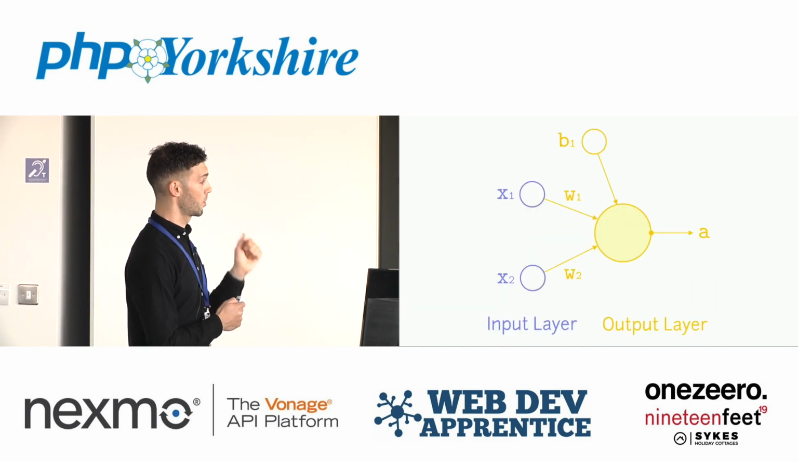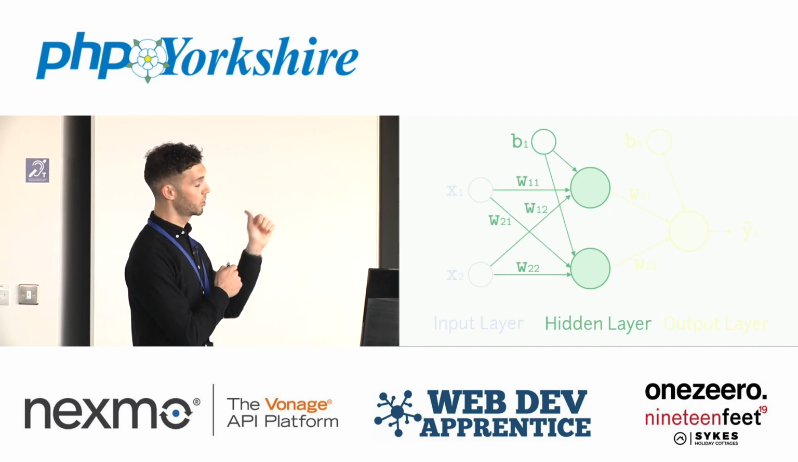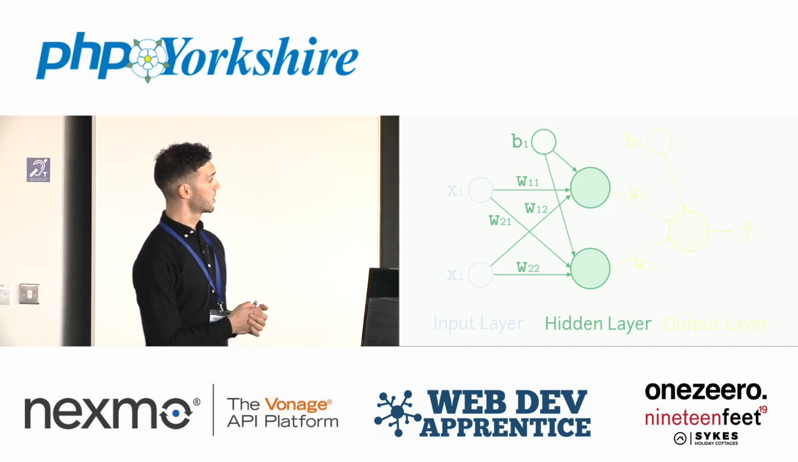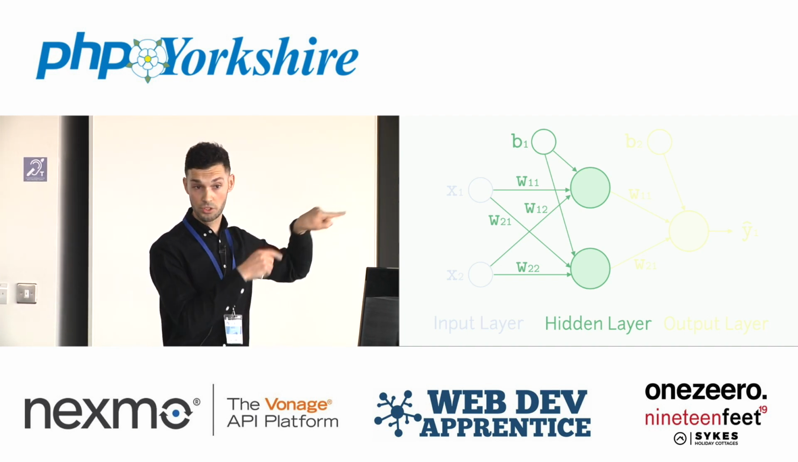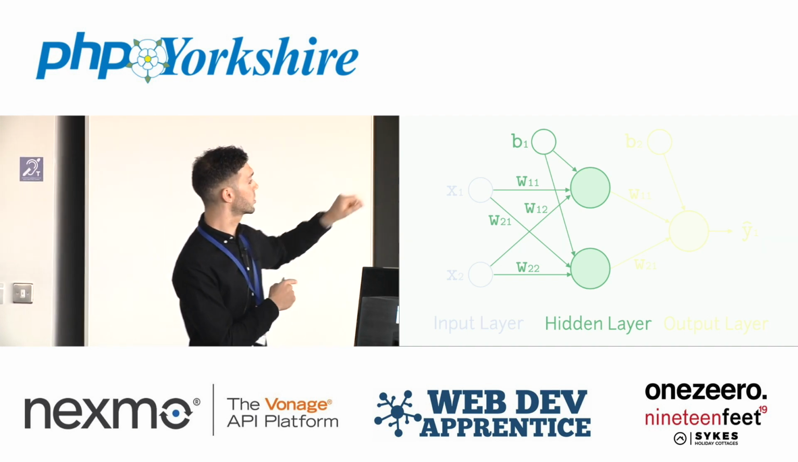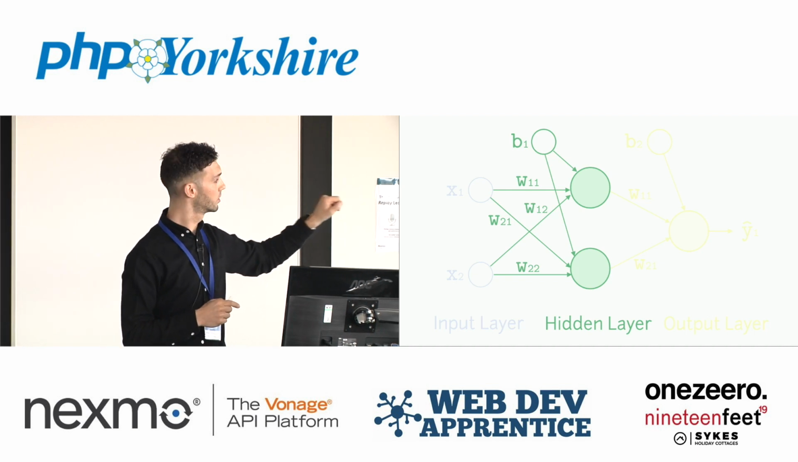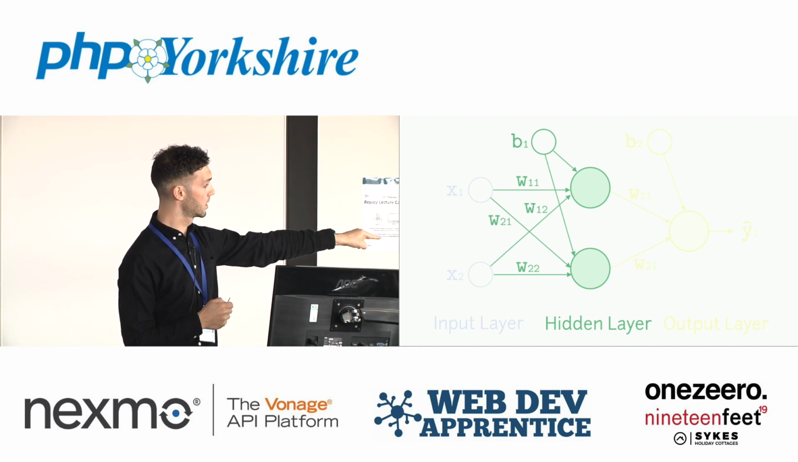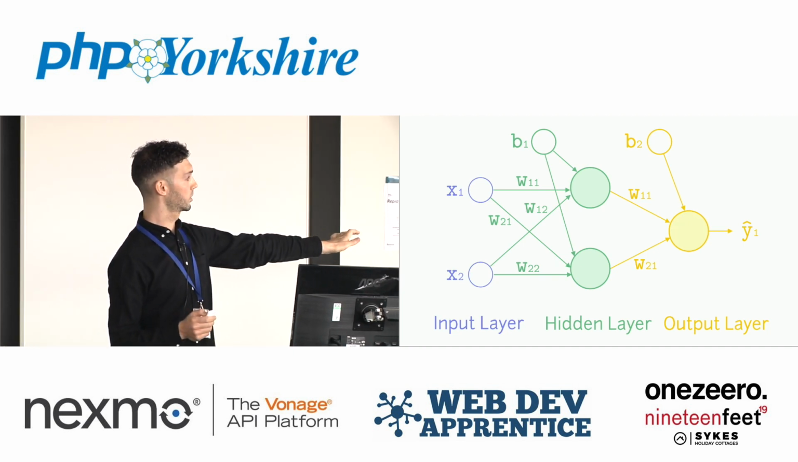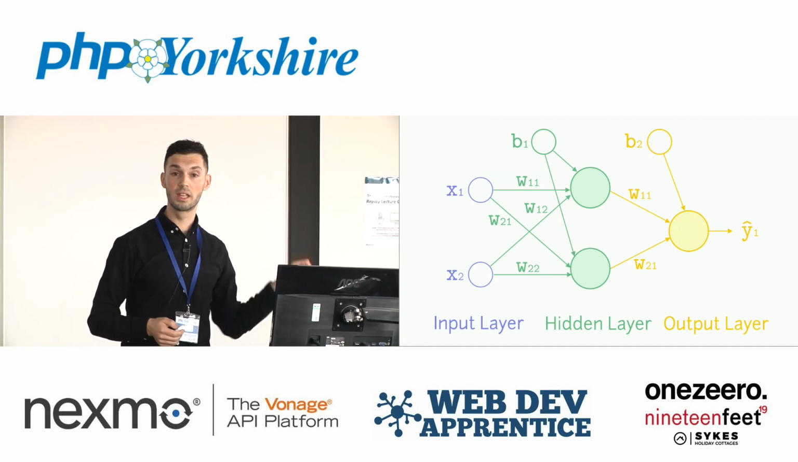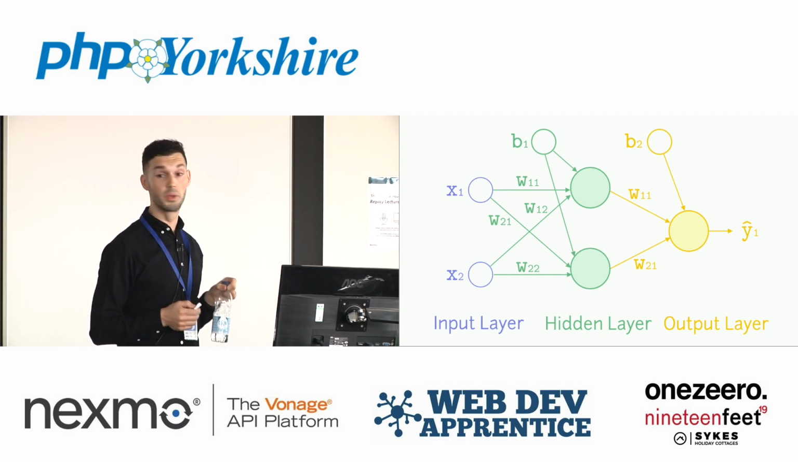So I need to go from this to this. And now, as you can see, I have fully connected neurons, okay? All affected by a weight in my hidden layer. And then the full network will look like this. And this is the network that we're going to build today.